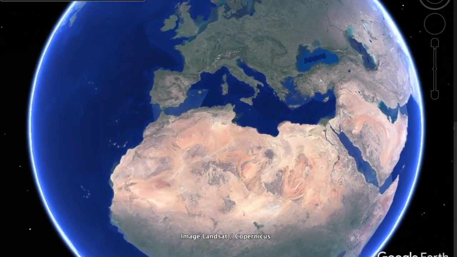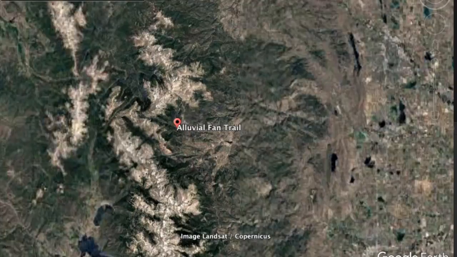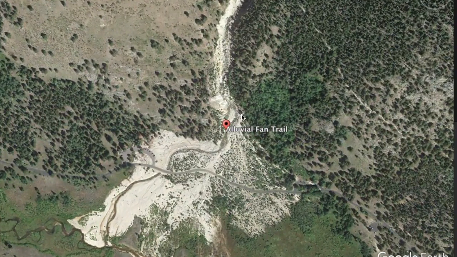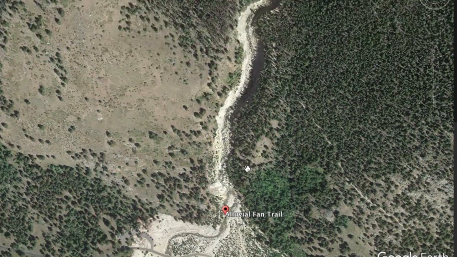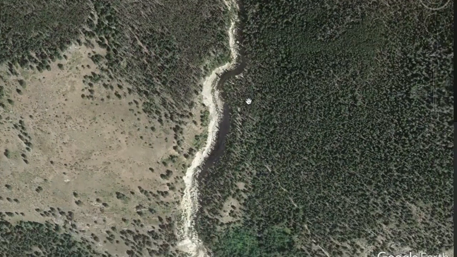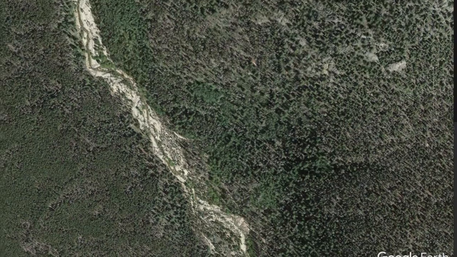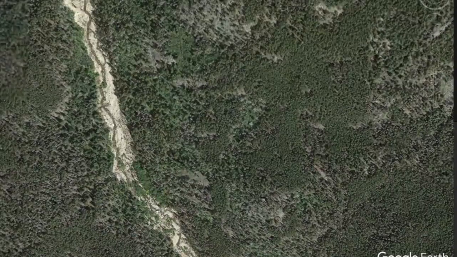Along the same lines of a delta, we're going to look at something that's kind of like a delta, only a little bit different. We're going to look at something called an alluvial fan. Okay, and you can see that I'm zoomed in on something called the alluvial fan trail. And you can notice how it kind of maybe has the shape of that delta. And I think what's happening here is we've got a river that we'll trace back. Okay, we're in Colorado, by the way. And this river, I don't know if you can tell, but this is kind of coming off of a mountain.